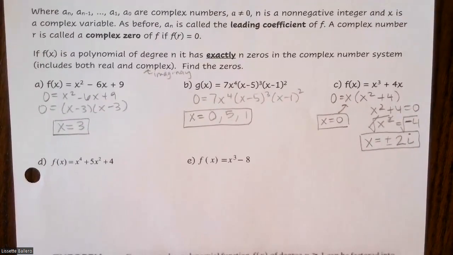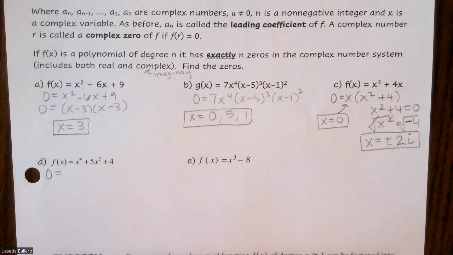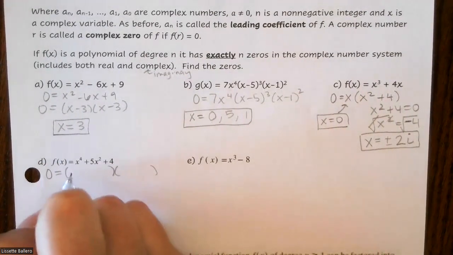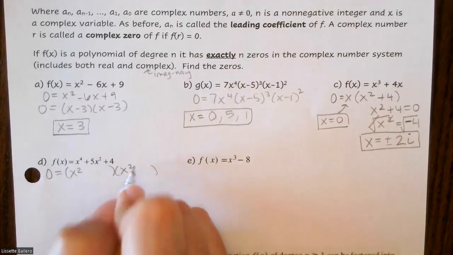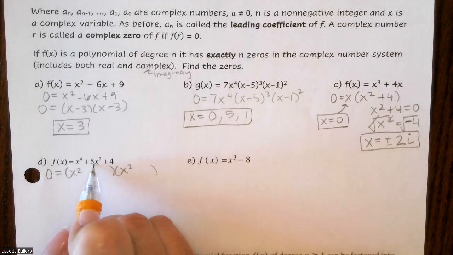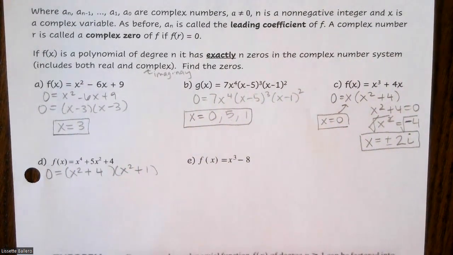All right, for our next one here, this is another one that factors, so we can go ahead and factor that when we set it equal to 0. It's a little bit trickier to factor this one. That's an x to the fourth, so that would be x squared times x squared. And then we're looking for what multiplies to be 4 and adds to be 5. And so that is a positive 4 and a positive 1.